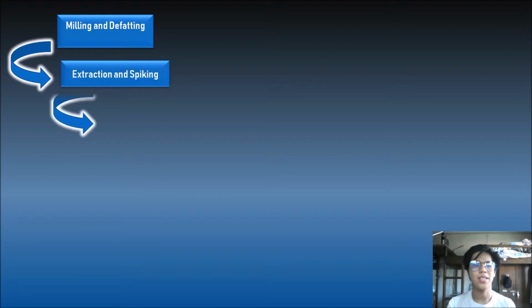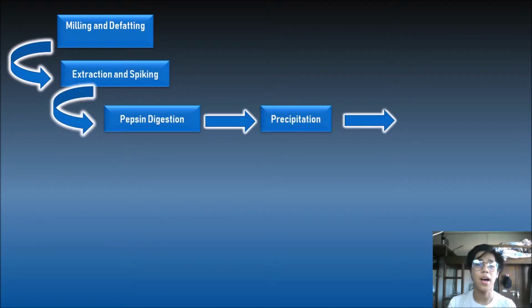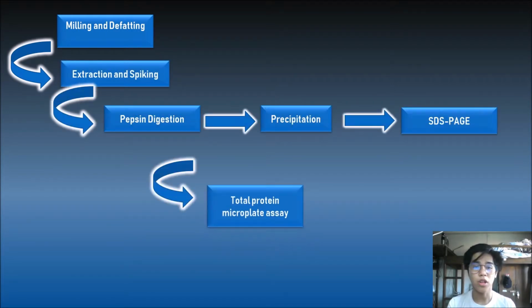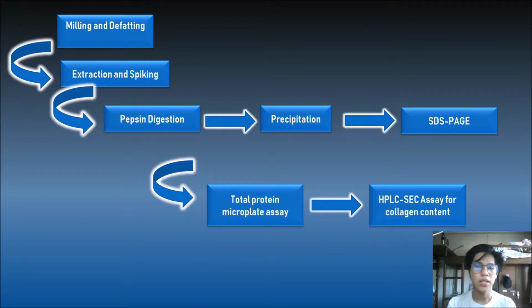So this is the process flow sheet of the methodology. First we will talk about the milling and defatting. Next is the extraction and spiking. Next is pepsin digestion. Then precipitation, total protein microplate assay, HPLC assay for collagen content, and then the SDS-PAGE.